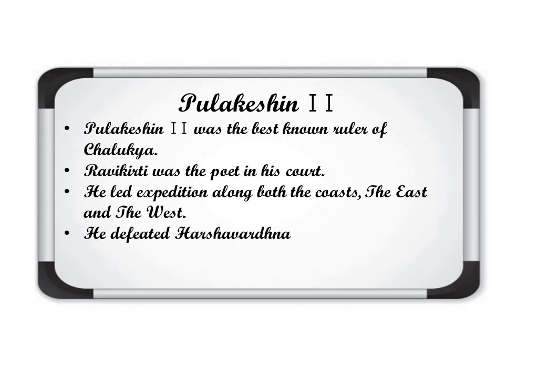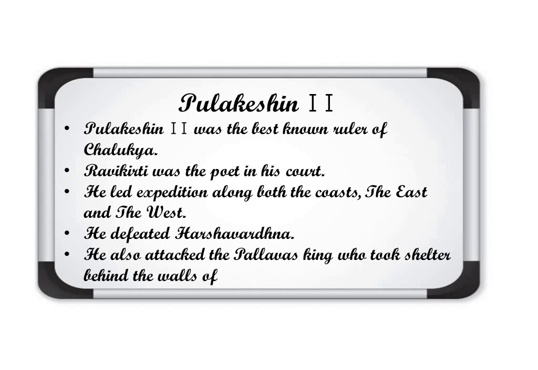He defeated Harshavardhana, that we discussed. He also attacked the Pallava king who took shelter behind the walls of Kanchipuram. As in the previous lectures or chapters, we have talked about how the capital cities were fortified with huge walls. So these Pallavas took shelter behind those huge walls in the capital Kanchipuram when Pulkesin II attacked there. Clear? So this is all about Pulkesin II, the famous ruler of the Chalukyas.